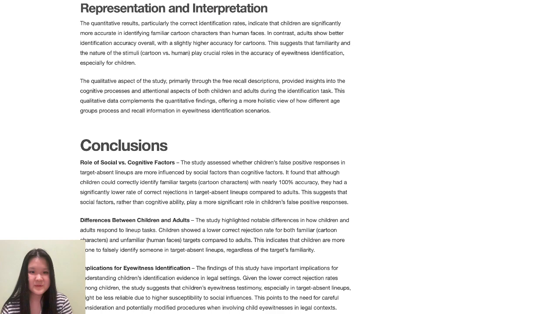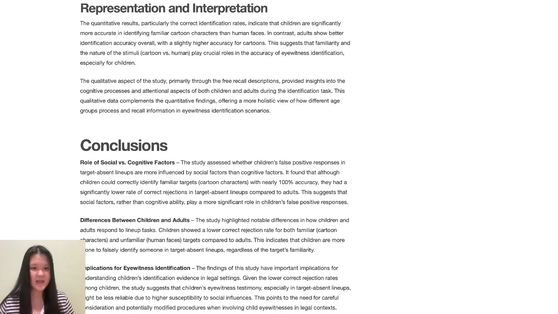Children are more familiar with cartoons. Right. So basically, this suggests that familiarity and nature of the stimuli matter. Remember what stimuli is? In this context, what is it? Basically things in your environment that may cause a response. So in this context, it would be cartoon versus human. So it suggests that familiarity and nature of stimuli play very crucial roles in accuracy of eyewitness identification, especially for children. That's why, like you said, children are more accurate in identifying familiar cartoon characters.